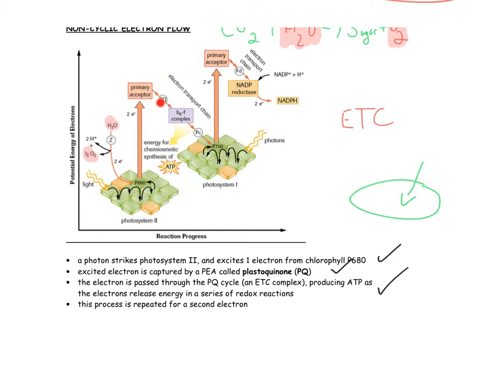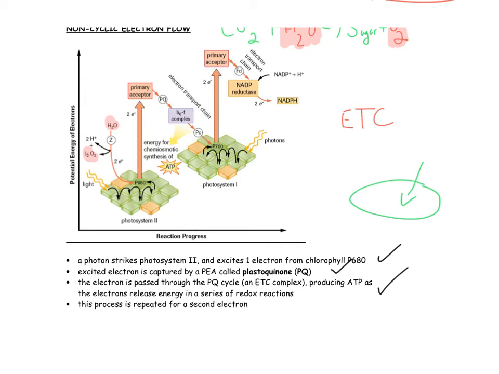remember, gaining an electron means reduction, and losing an electron means oxidation. So each substance in this electron transport chain is being first reduced when it gains an electron, and then oxidized as it loses it to the subsequent complex in the electron transport chain. So that's what we talk about when we say it's a series of redox reactions, because each substance is being reduced and then subsequently oxidized and so on and so forth. Okay, and that is repeated for that second electron as we just talked about.